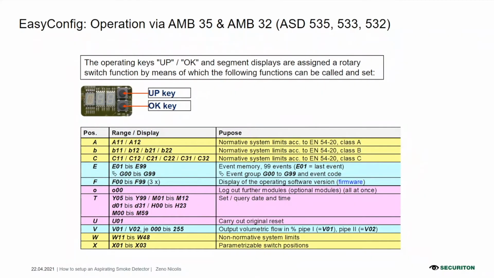As you can see, we can select from this display the class A, B, C, and with the sub-menus, A11, there are different sensitivities. We can also check the memory event. We can set the date and time, and we can perform the URES, which means the initial reset for the flow setup.